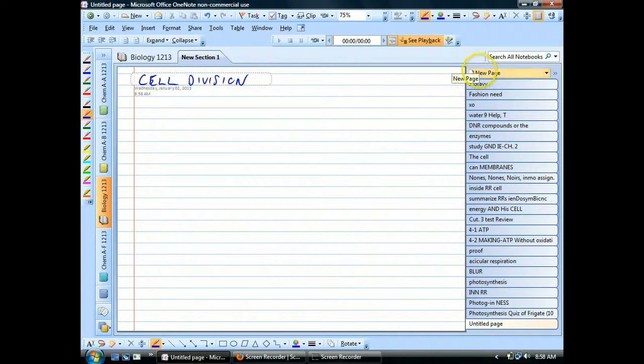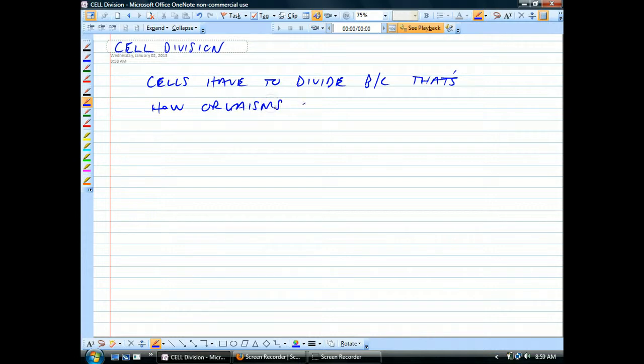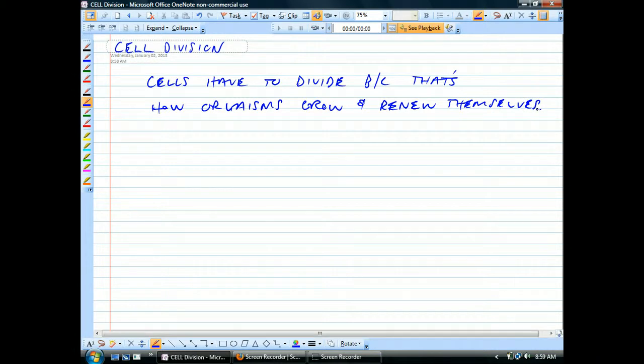Okay, cell division. But first, we talked about this before, but cells have to divide, because that's how things grow. That's how organisms grow and renew themselves.